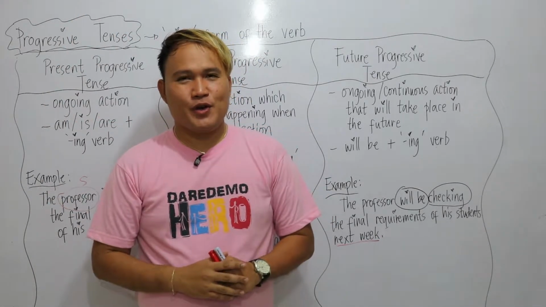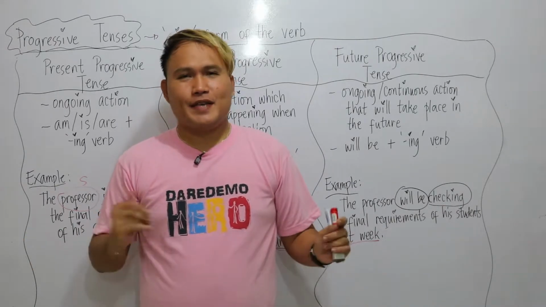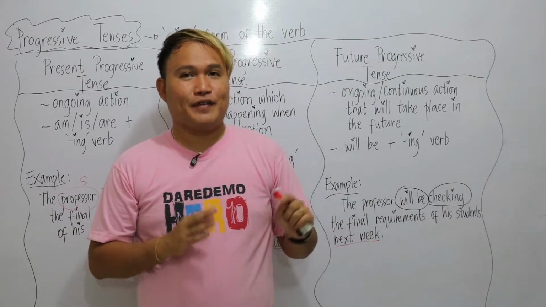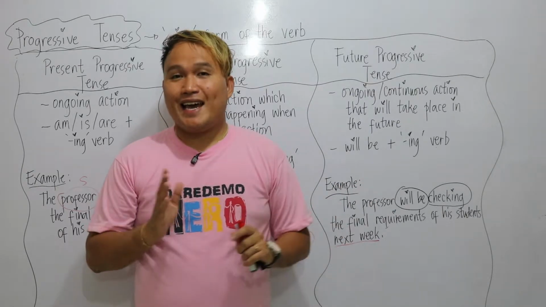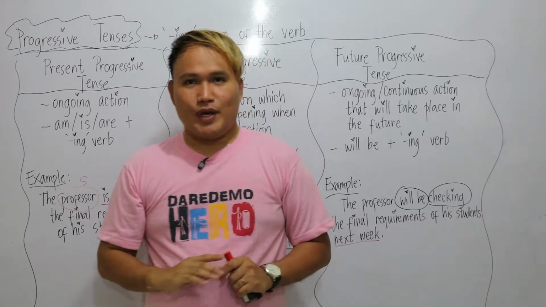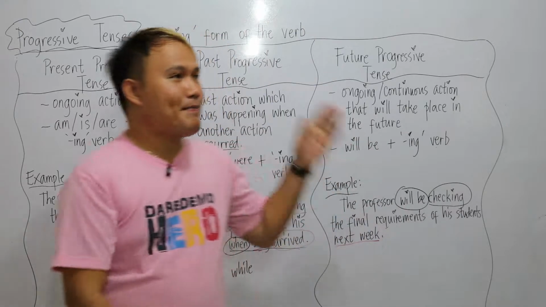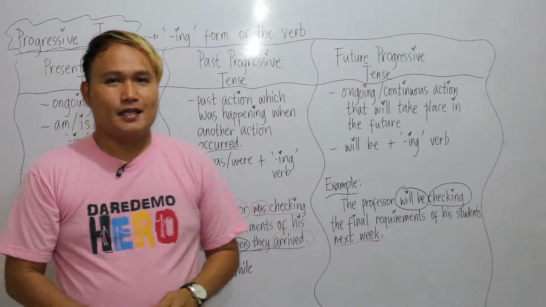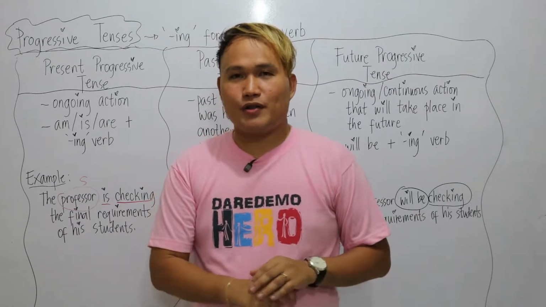And right now in this video we're going to talk about progressive tenses of the verb. Same goes with the simple tense and the perfect tense, which we have discussed in my previous video. Progressive tense has also three types. We have the present progressive tense, the past progressive tense, and the future progressive tense. Now let's try to dig in the difference of how do they differ from one another.